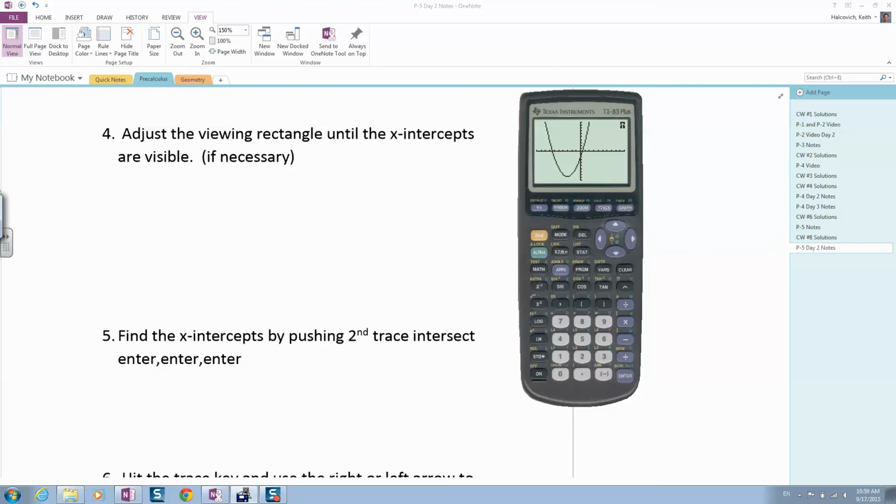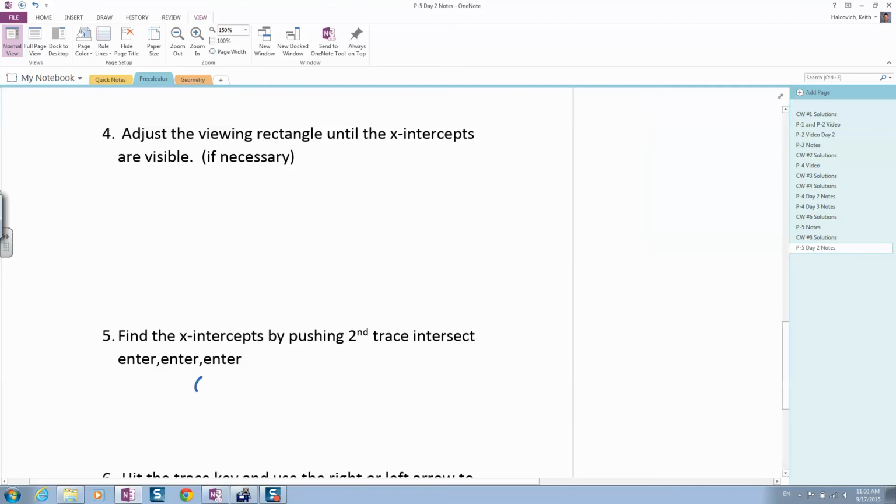So you go second trace, intersect, enter, enter, enter, and that gives you one of the intersections. That gives you right here, the one intercept. So it's 0.41565. So x equals 0.41565. That's one x-intercept. But notice there's 2.